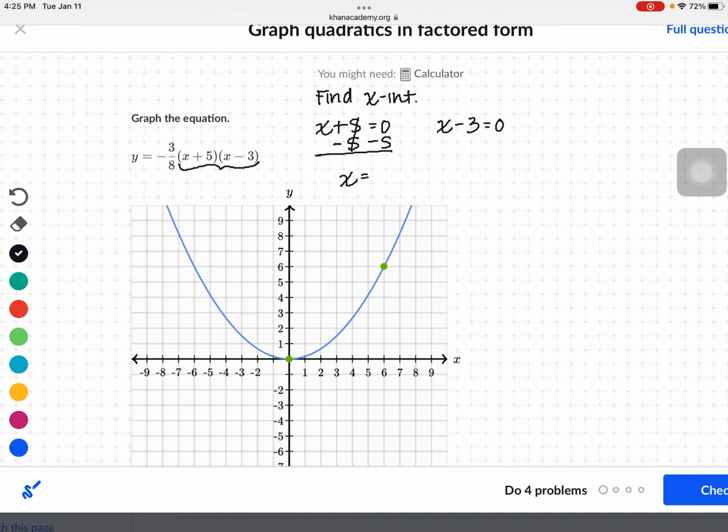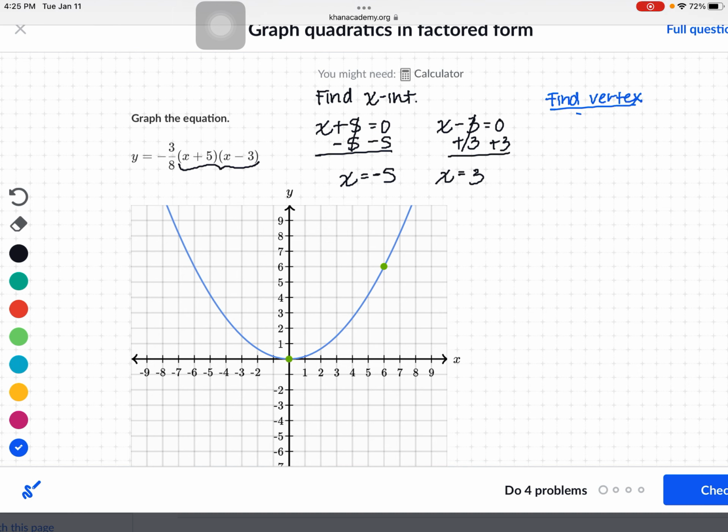So again, x there is going to equal negative 5, and I'm going to add 3 on this side, add 3 there, and x there is going to equal 3. So if we plot those points in this case, those points would be negative 5 comma 0 and 3 comma 0. So next step in this case, guys, is to find the vertex.